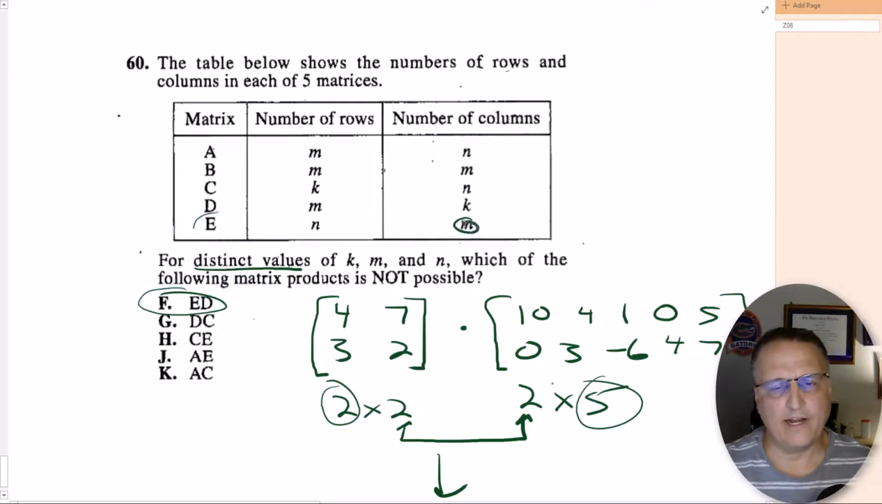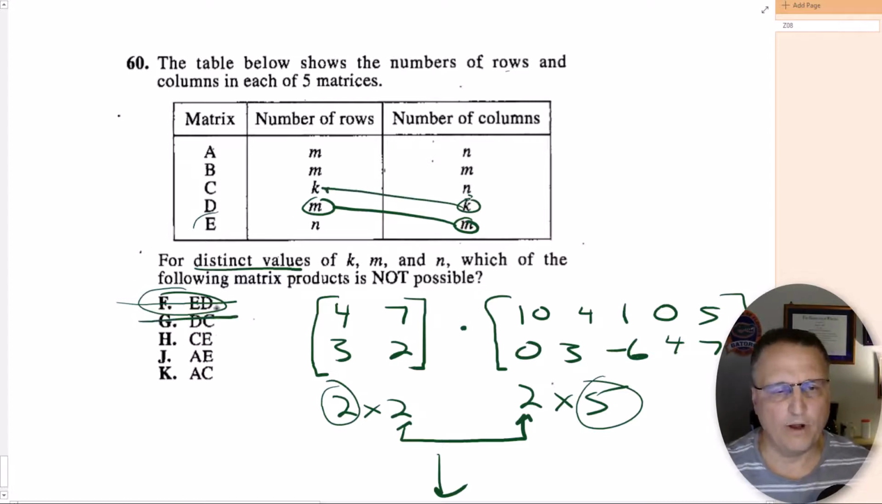But you can see that I do have a match between the number of columns of the first one and the number of rows of the second one. So that can't be my answer, because that matrix product is possible. D times C: D is an M by K, and C is a K by N. And again, I have a match right here. So that would not be my answer. That is a permissible matrix product.